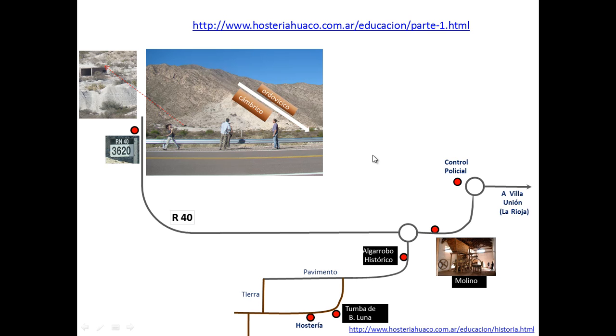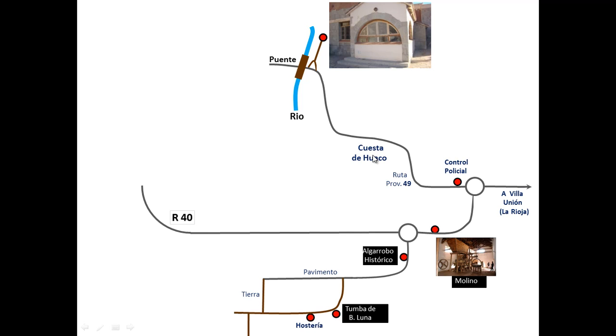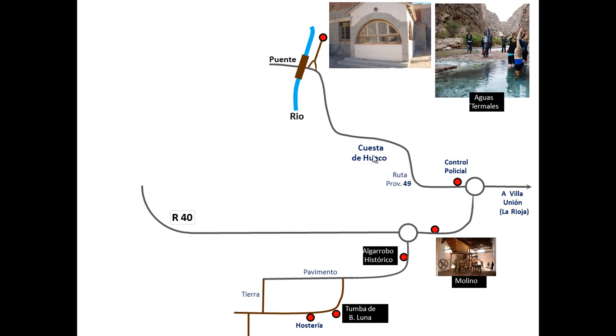Now if you go in this direction, you go to La Rioja, another province, following what we call Cuesta de Huaco. Following this direction, you will cross a bridge. Underneath we have the river, and then just before, sort of 300 meters, like 10 minutes walking along the road, you will find an abandoned hostel, and you will find thermal water that you can use. You don't have to pay.